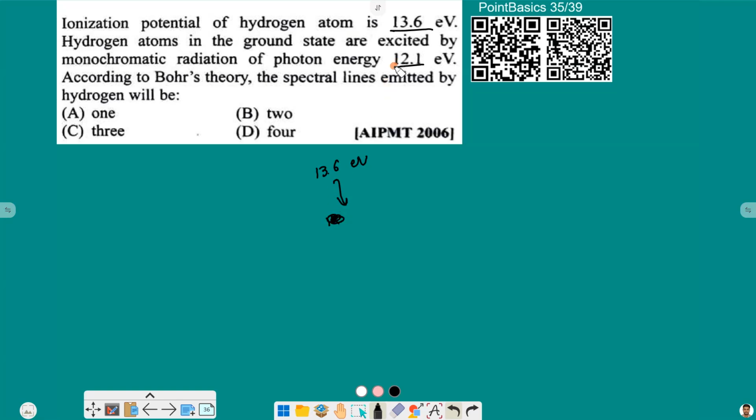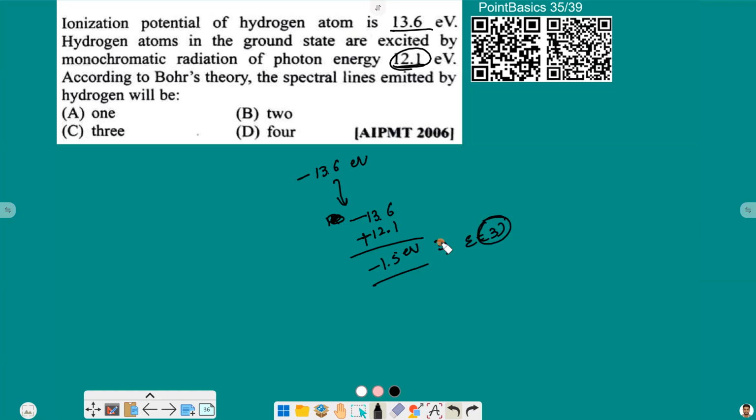takes energy of 12.1 and goes to some level, and energy of that level will be 13.6 minus 12.1 because electron absorbs that energy. In actual calculation the actual energy of electron is negative, and when it absorbs that energy, it adds up, so that will become minus 1.5 electron volt, and this is the energy related to the third level, E3, for hydrogen atom. So we have to find out number of spectral lines.